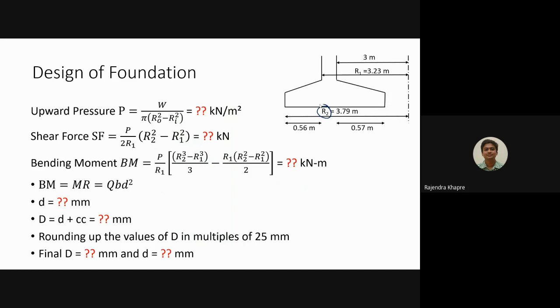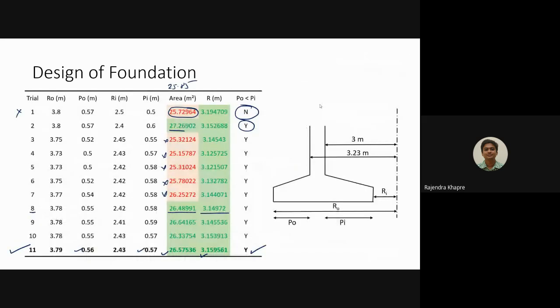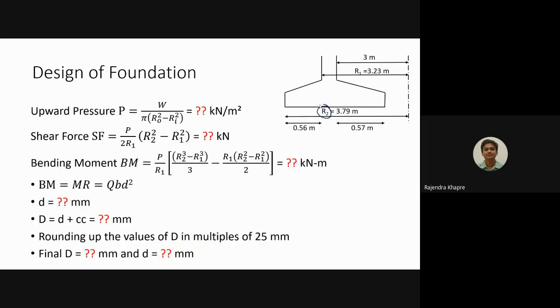The projections are also mentioned over here. I think I have not mentioned the R inner. So R inner is 2.43. So from here to here, 2.43 meter. Is it okay? Okay, so using this trial and error, you have to finalize the dimensions of the footing, annular footing. Okay, so did you understand this?